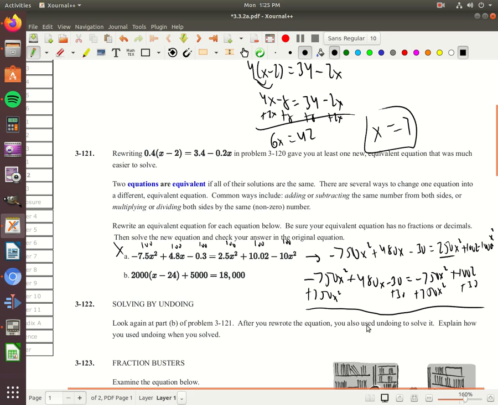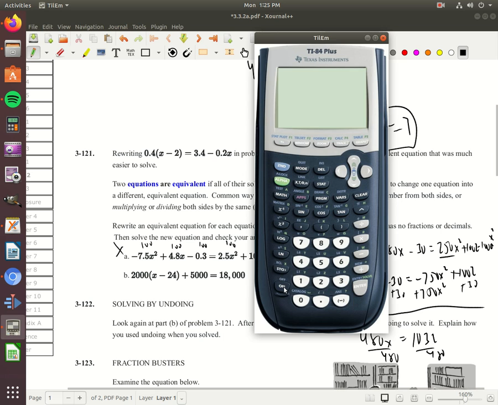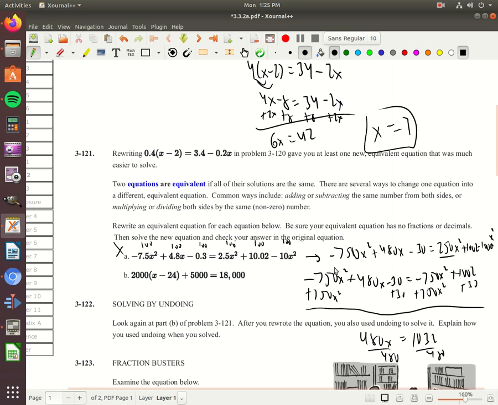So I get 480x is equal to 1032. I'll divide both sides by 480. Is this really the problem? There's got to be an error here, doesn't there? 1032. I know this problem's a nightmare, but this seems so wrong. I get 2.15. So x equals 2.15.